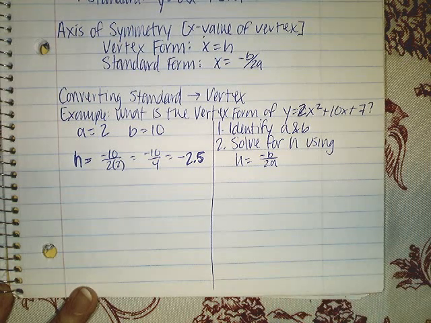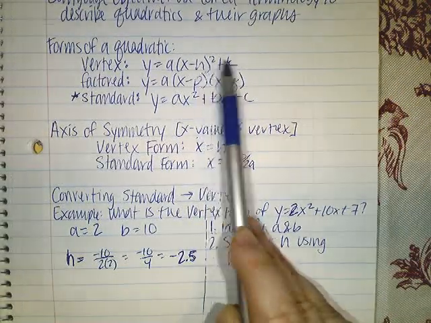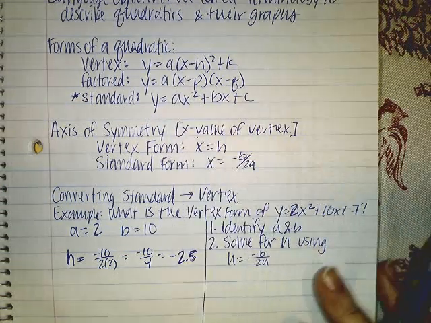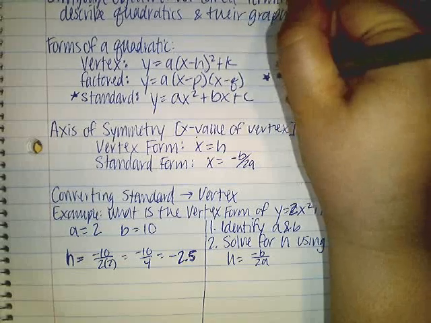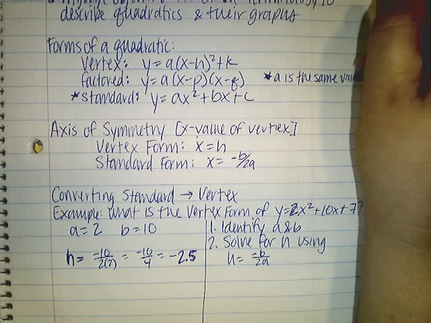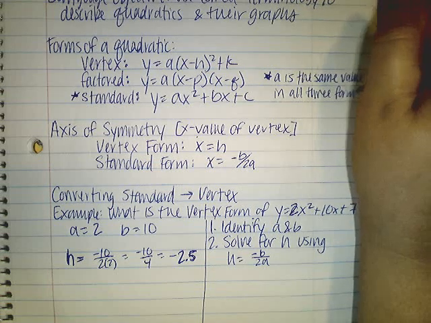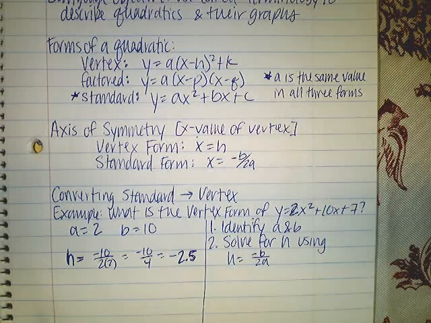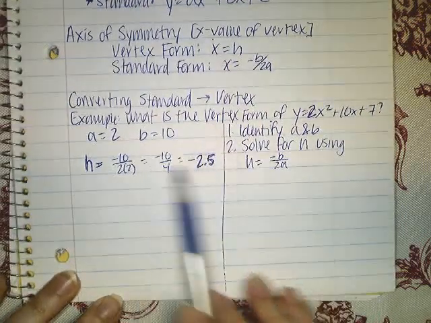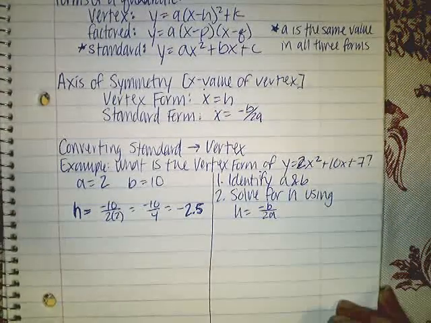Now that I have h, I still need to find k. Looking back at vertex form, I have h, I need k. One helpful thing is that a in all three forms is always the same. You can make a little note of that. So you never have to solve for a. A is the same value in all three forms, so a is not going to change. I know a is going to be 2, I know h is going to be negative 2.5. I just need k at this point.